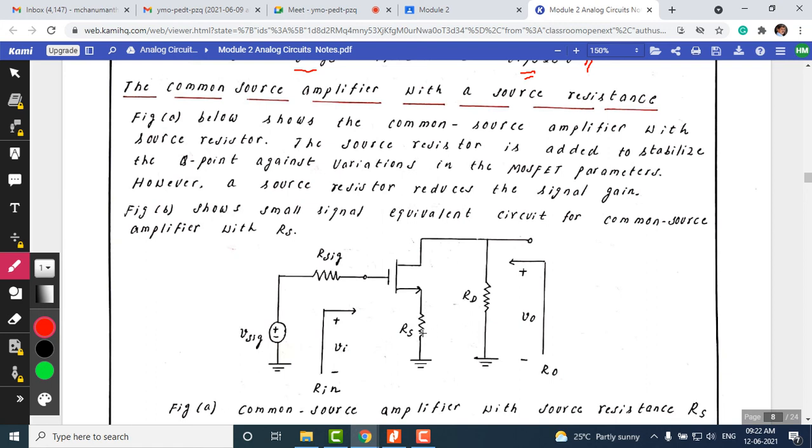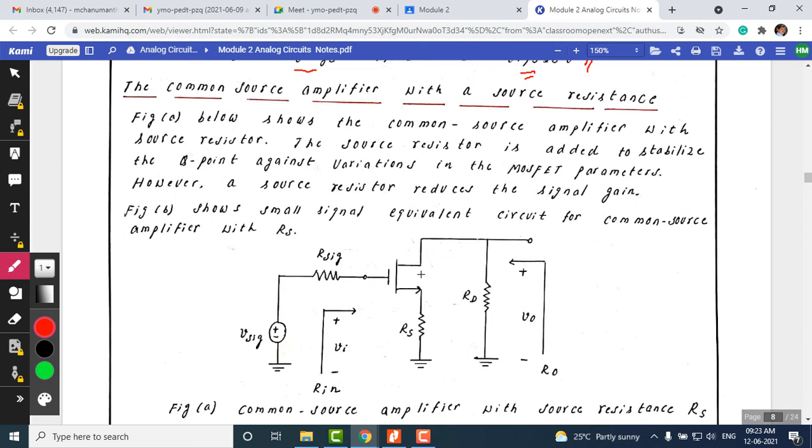When we add an RS here, the abrupt increase in the drain current is controlled. We have seen this in biasing also. RS provides negative feedback. By providing negative feedback, this RS compensates itself. Any increase or decrease in the drain current due to the change in temperature or in the parameters of a transistor, this RS is going to compensate that.